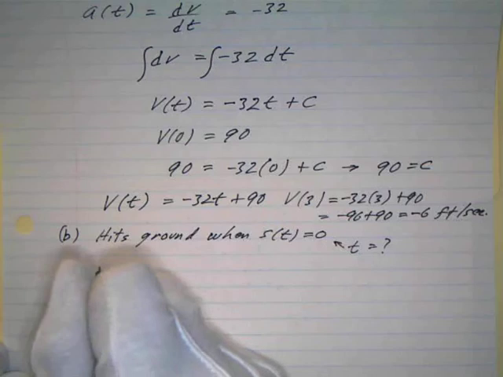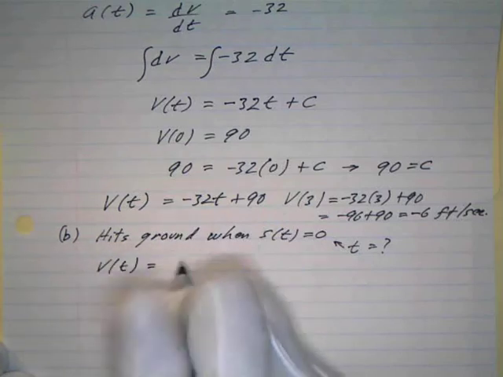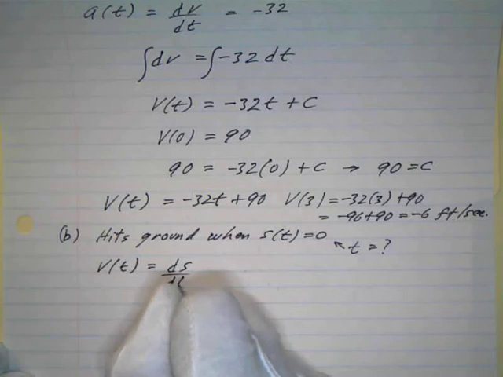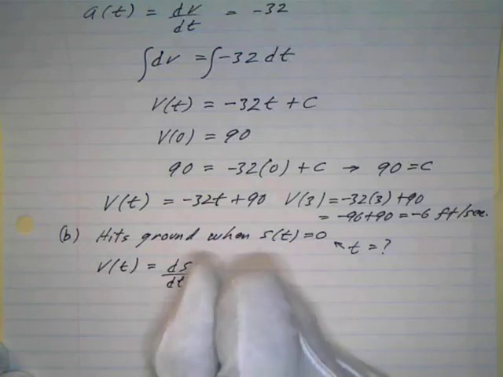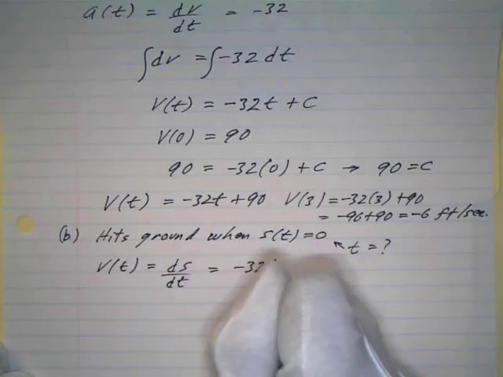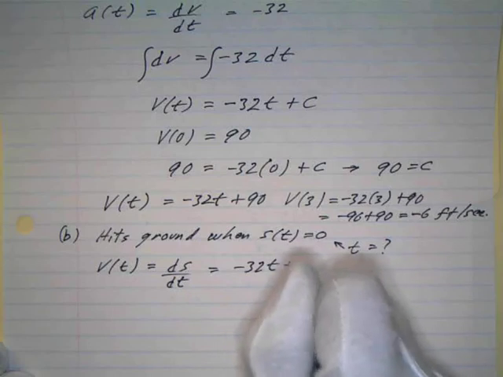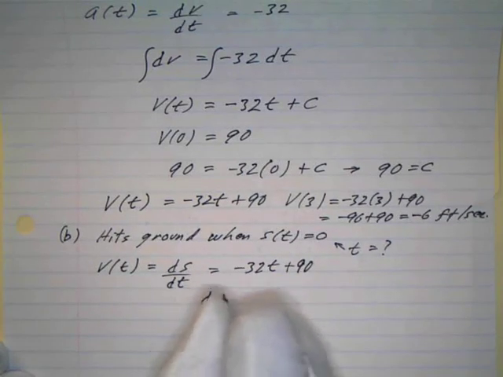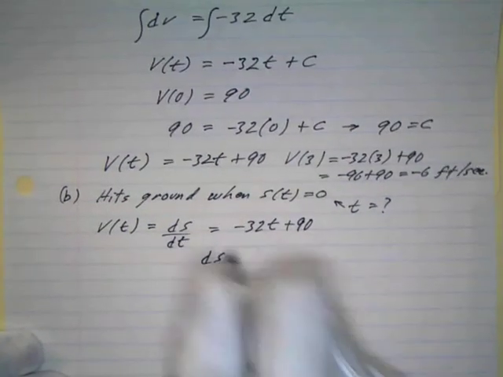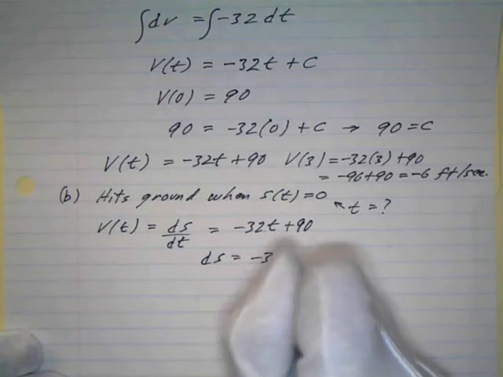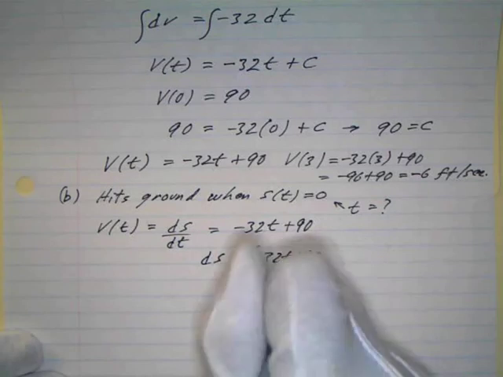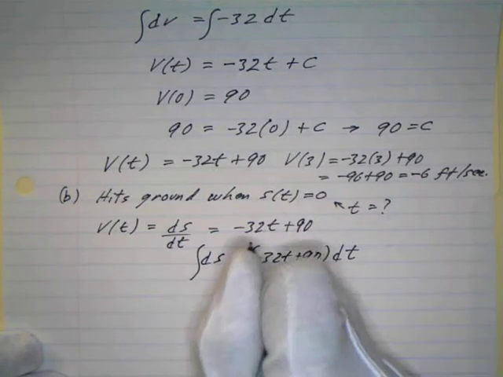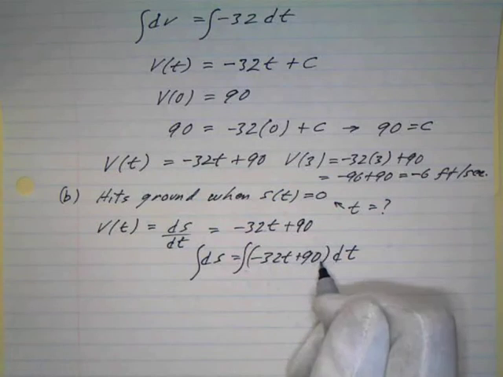So again, we'll start with our velocity as a function of t. And we know that equals ds dt, so we're going to go back another step. And that equals negative 32t plus 90. So I can move the dt to the other side, so I'll get ds equals negative 32t plus 90 dt, and then I'll take the integral of both sides. And then we're going to get s as a function of t.